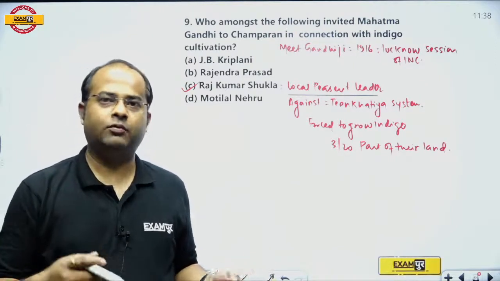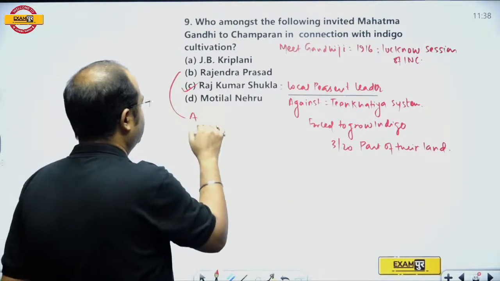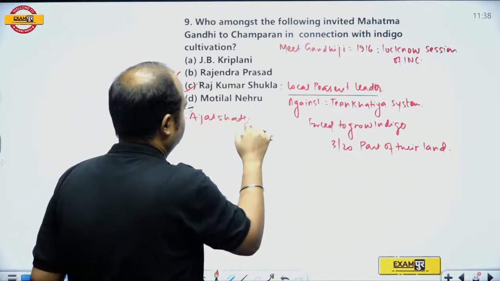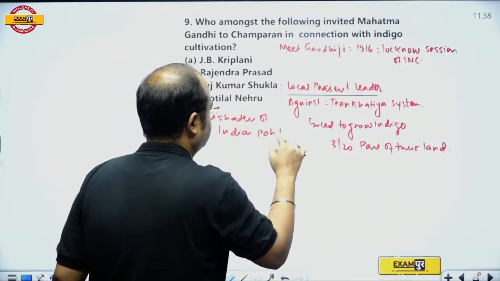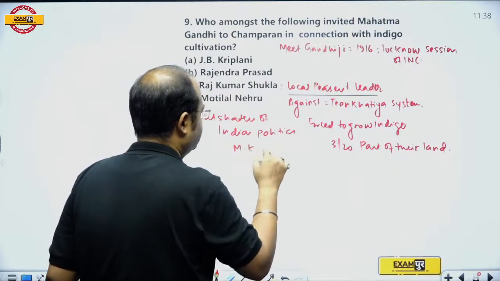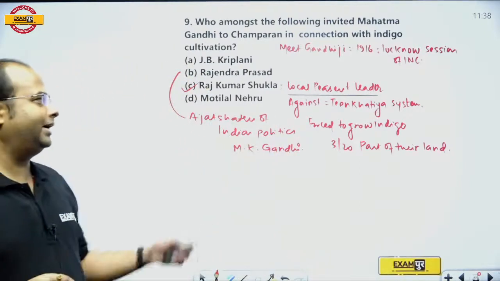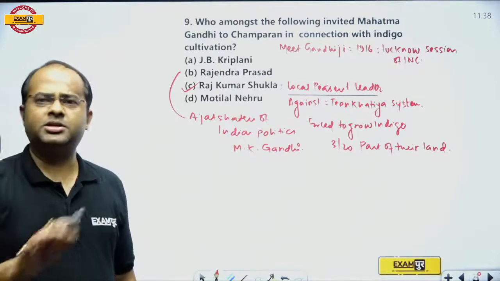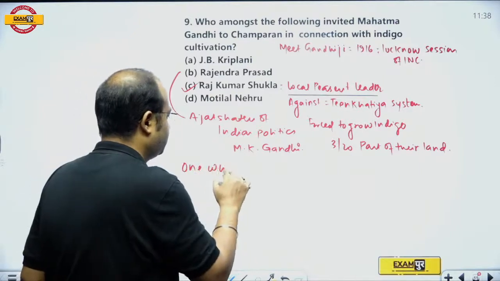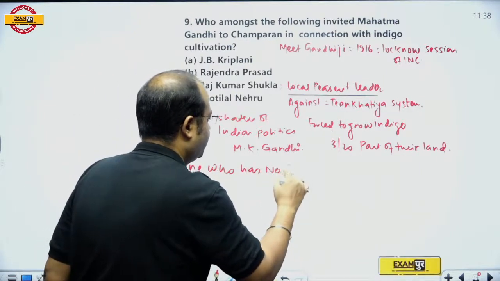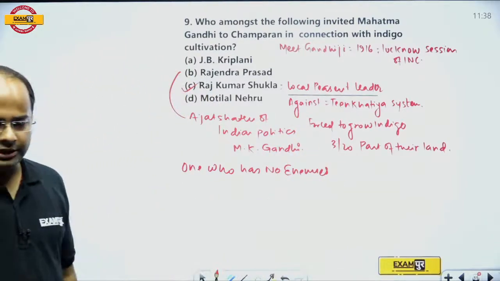And Rajendra Prasad was also called Ajat Shatru of Indian politics by M.K. Gandhi. Ajat Shatru means one who has no enemies. That is called Ajat Shatru.